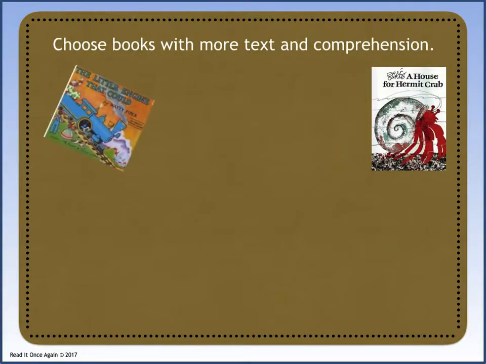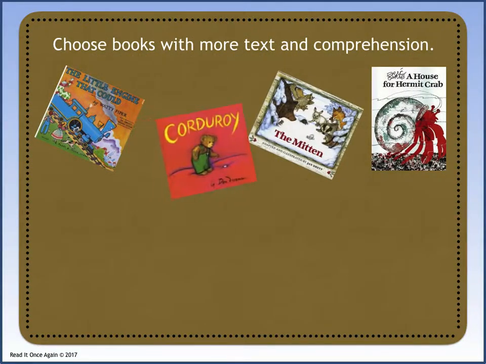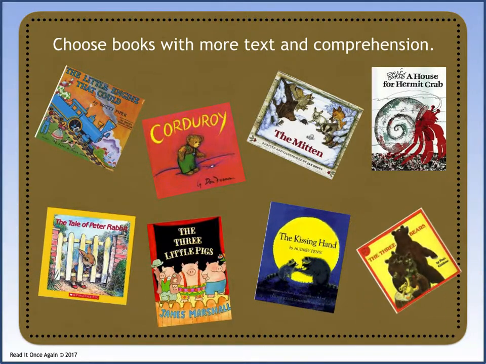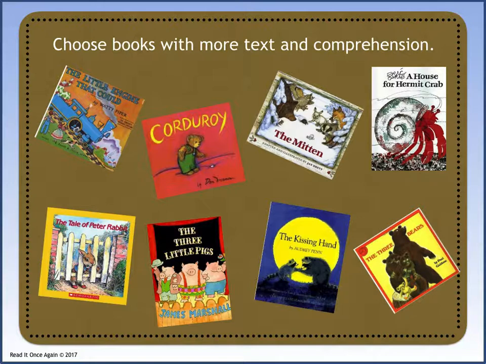Read It Once Again also provides books that have more text and comprehension. Each can be used with children who are able to process receptive and expressive language, but need to acquire the Super 20 foundational skills found in the unit activities.